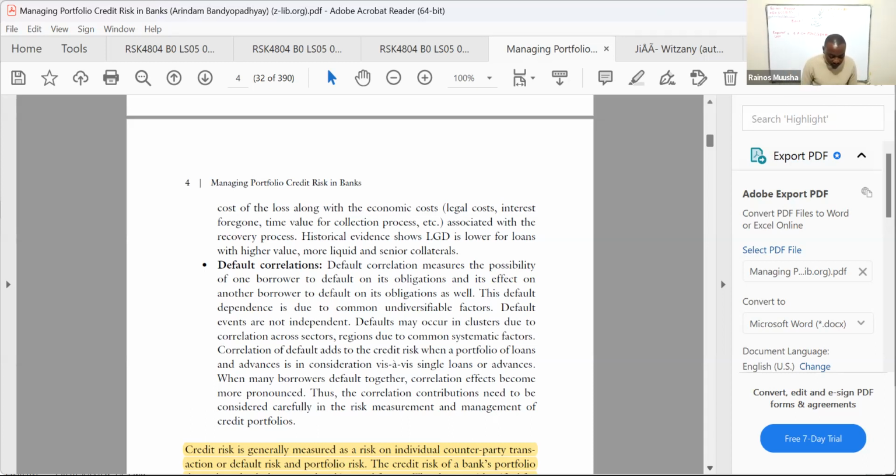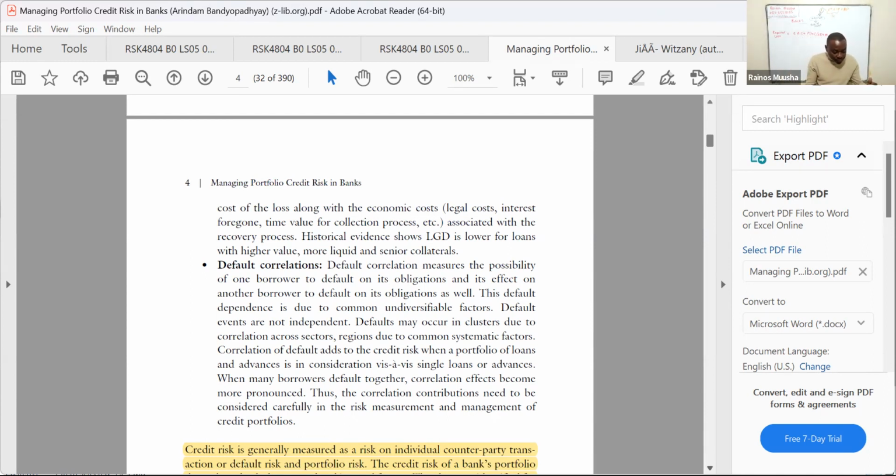So correlation of default adds to the credit risk when a portfolio of loans and advances is in consideration vis-a-vis single loans or advances. So when many borrowers default together, correlation effects become more pronounced. Thus, the correlation contributions need to be considered carefully in the risk measurement and management of credit portfolios.